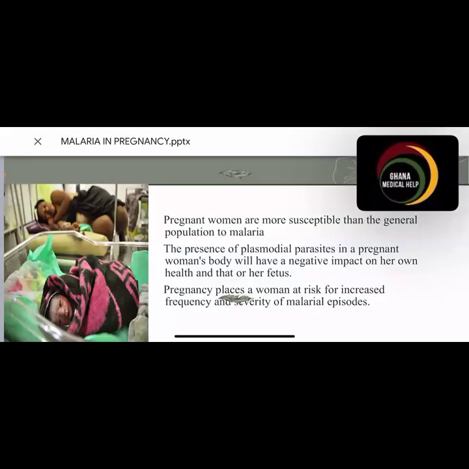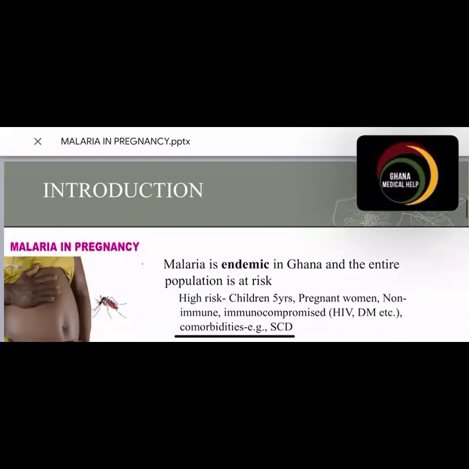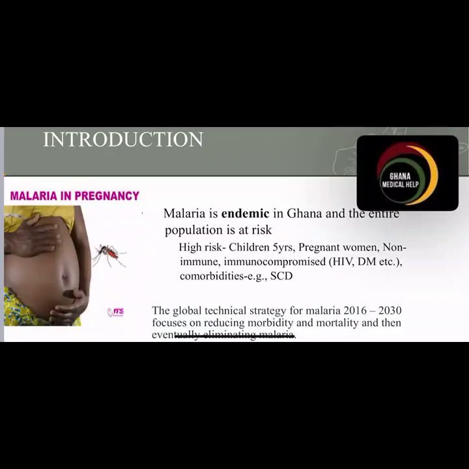Pregnancy places a woman at risk for increased frequency and severity of malarial episodes. We'll find out all of those things later on. As we all know, malaria is endemic in Ghana, and the entire population is at risk. But according to the National Malaria Elimination Program, the high-risk groups are children under 5 years, pregnant women, and those with comorbidities as well. Comorbidities predispose you to immunocompromised states, making you more susceptible to malaria infection than the normal person walking around.